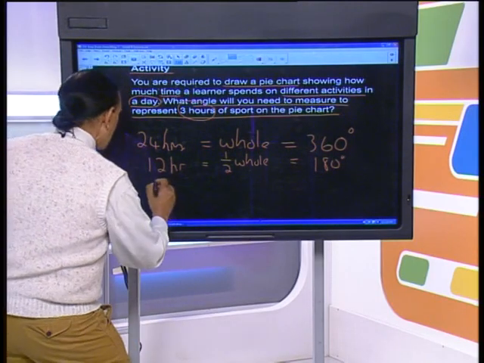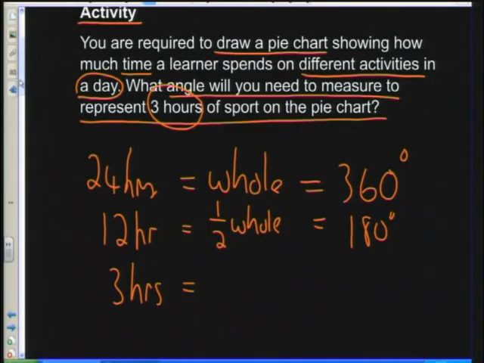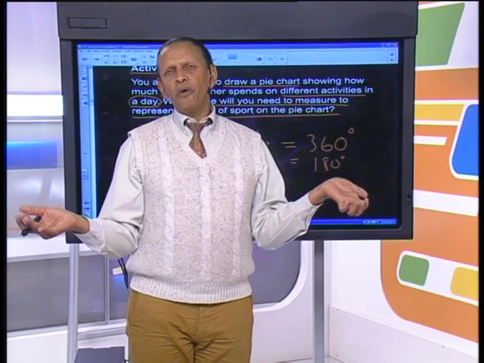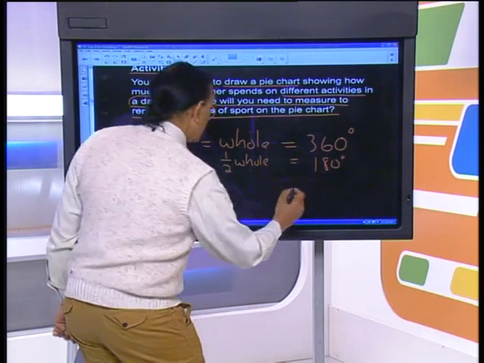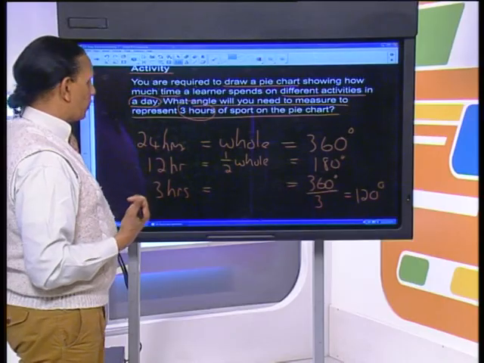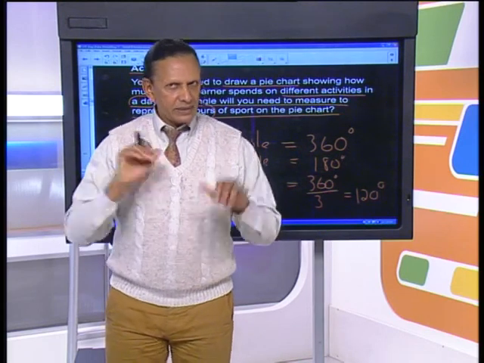So therefore, 3 hours is definitely not a whole or a half. Well, what fraction is 3 of 24? You get the idea. 24 divided by 3 is 8, isn't it? So here, you need to divide 360 by 8. And how much do we get? 120. Is that correct? Please double check with me. Yeah, it looks correct. So I'm sure you guys could have done it, and I'm sure you are fine with it. All right. Good.